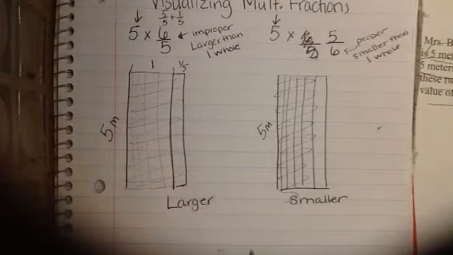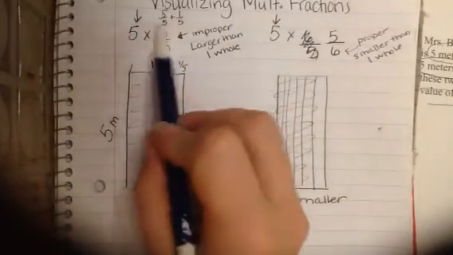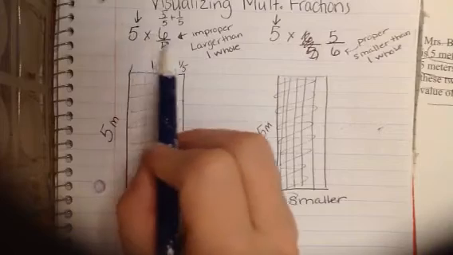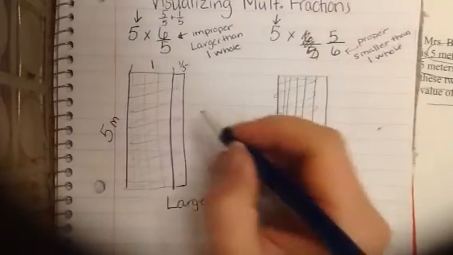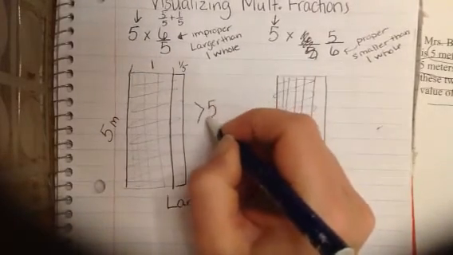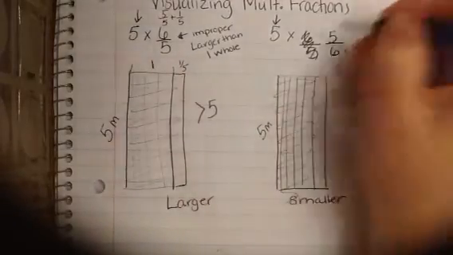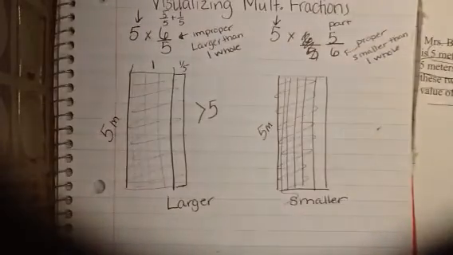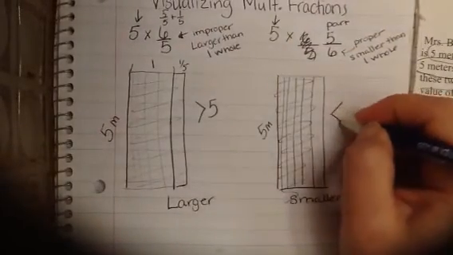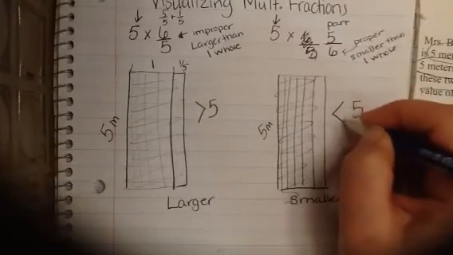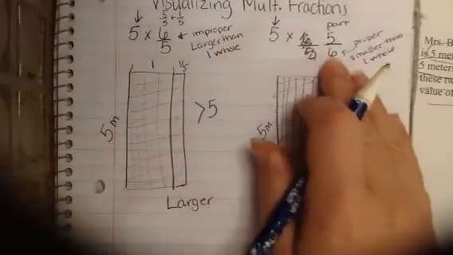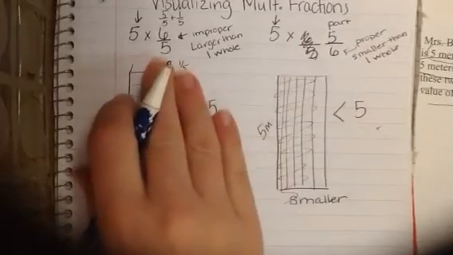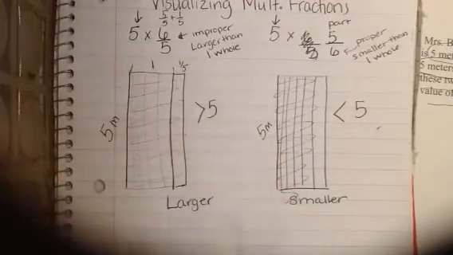So is one of these larger than 5, and one of these less than 5? This is larger than a whole. What happens when I multiply 5 times more than 1? I'm going to get larger than 5. What happens when this is like a part? What happens if I take part of 5? I get smaller, less than 5. So when I have a part times a whole, I get smaller. When I have something larger than a whole, I get larger. So let's practice that some more.